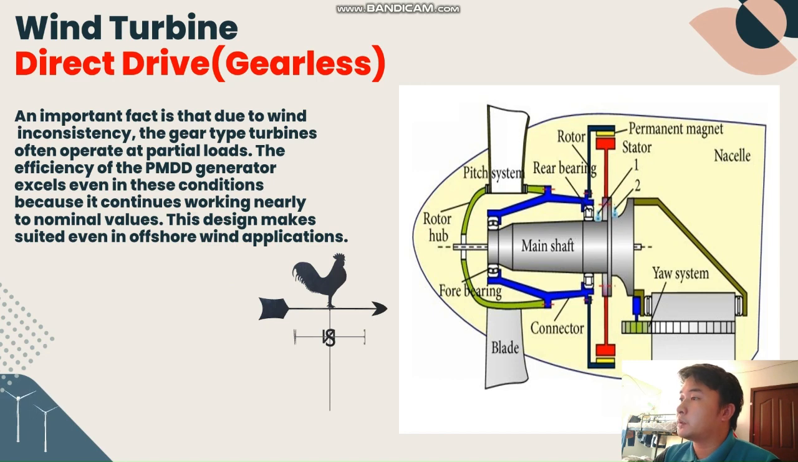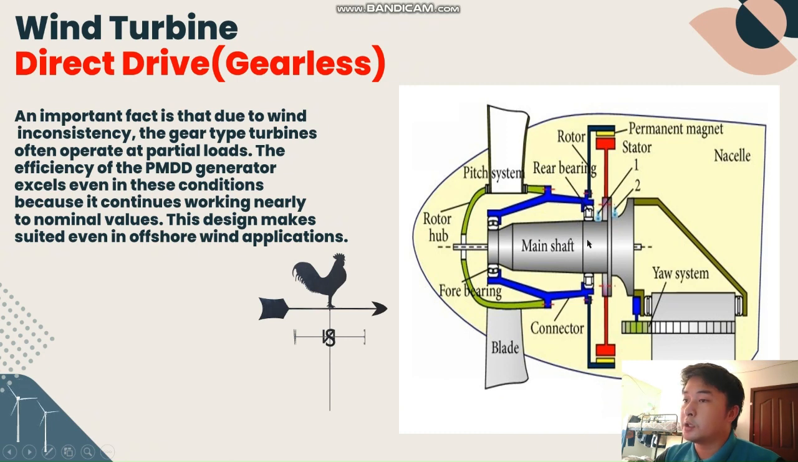An important fact is that due to wind inconsistency, the gear type turbines often operate at partial loads. The efficiency of the direct drive generator excels even in these conditions because it continues working nearly at nominal values. This design makes it suited even for offshore applications.